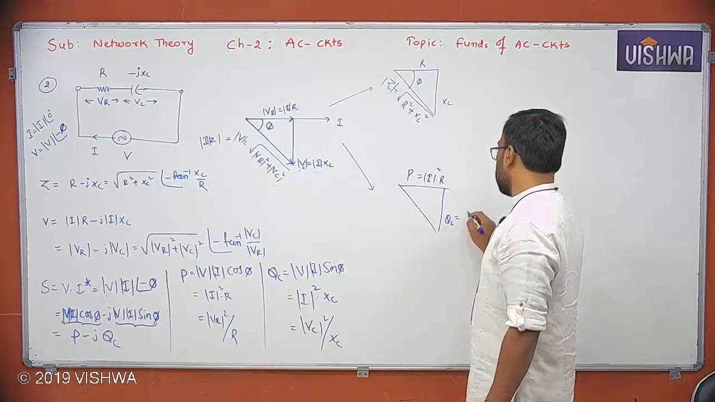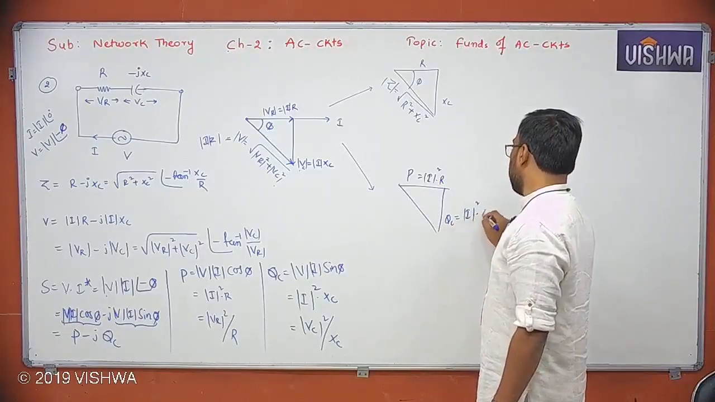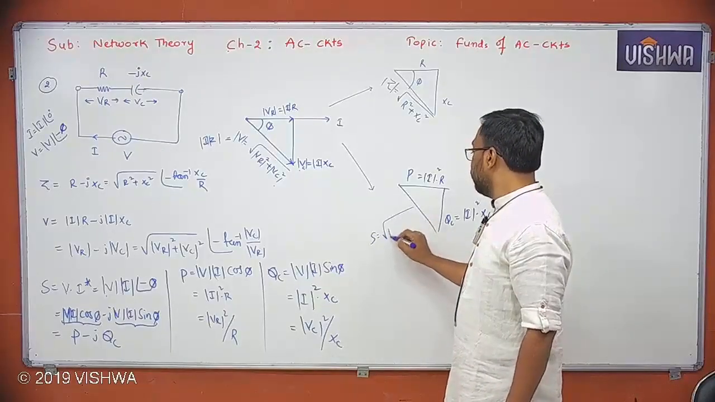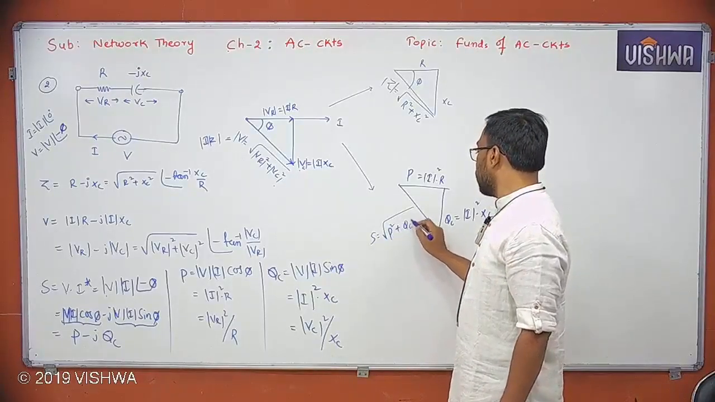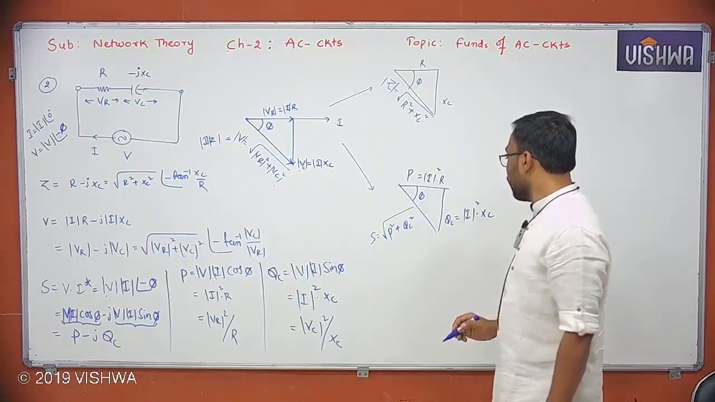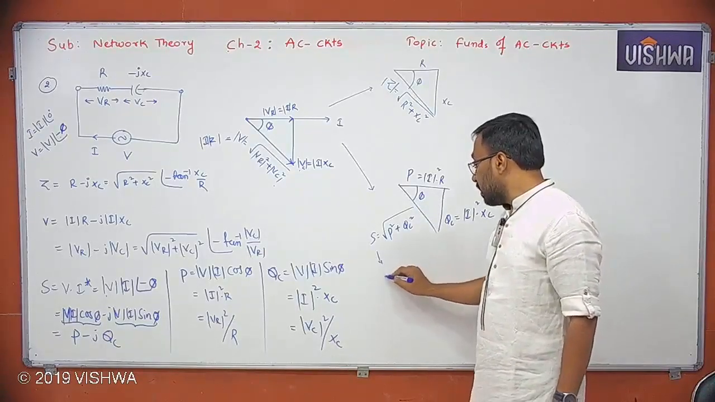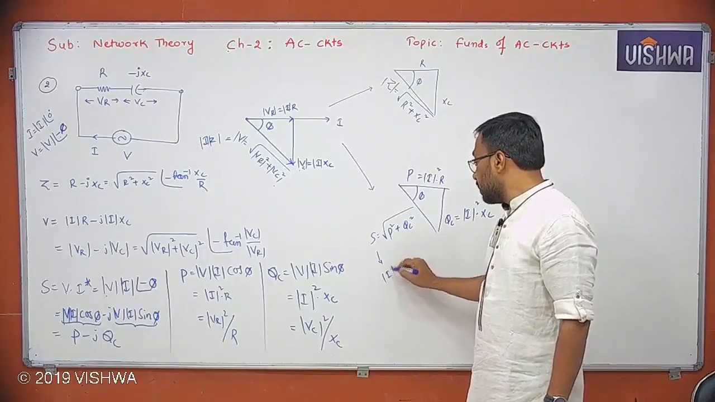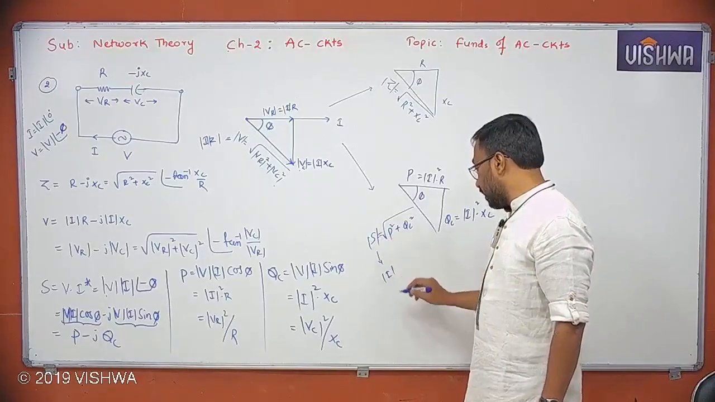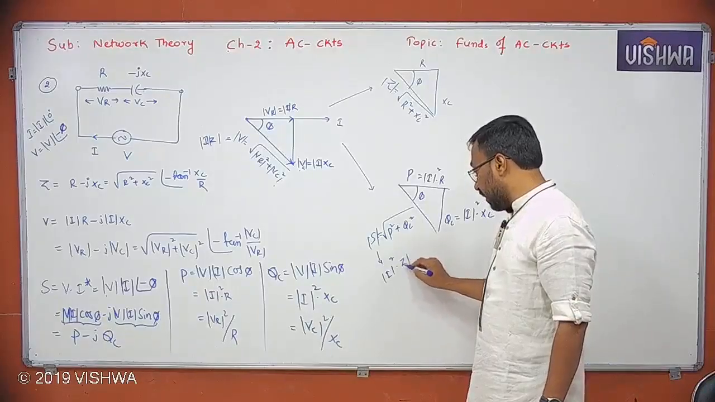QC is equal to I square XC. Then S is nothing but the square root of P square plus QC square, at angle phi. Okay. You can write here I square, because this is also S magnitude, right? You are actually dealing with S magnitude only. So you can write I square into Z magnitude.